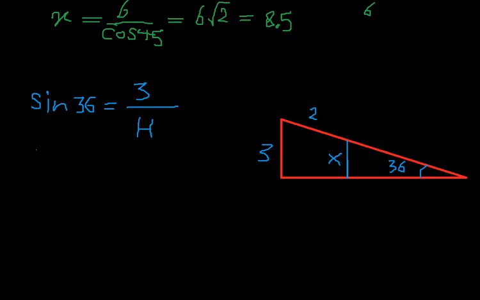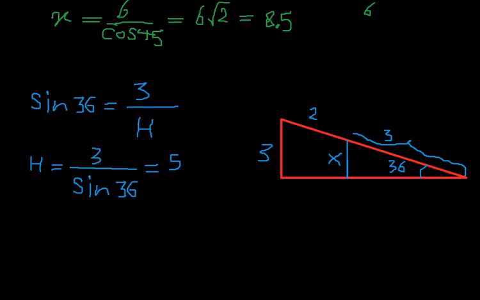So our H would be equal to 3 over sine 36. Great. Let's solve this using the calculator. 3 over sine 36 is almost 5.1. Let's assume that this one is 5. And if we subtract 2 from this 5, we get 3 here. This side would be 3.